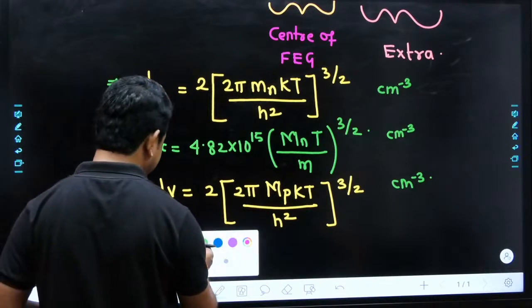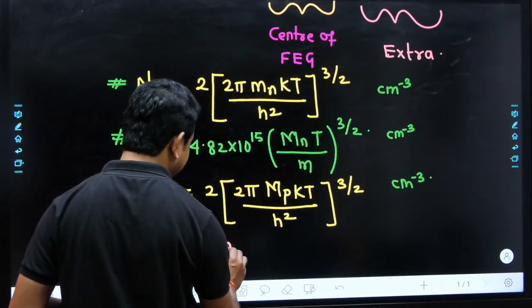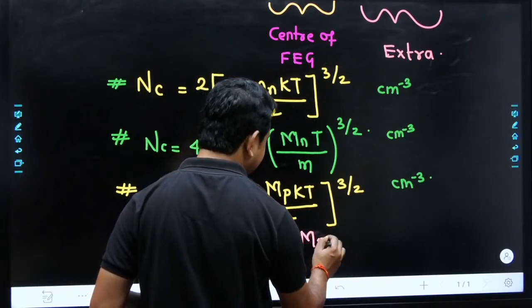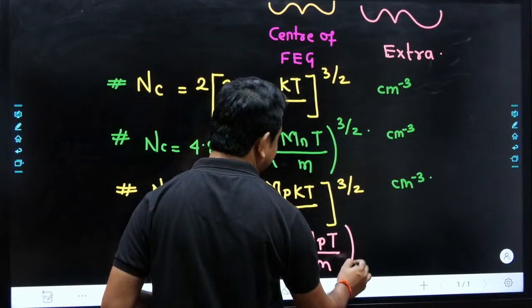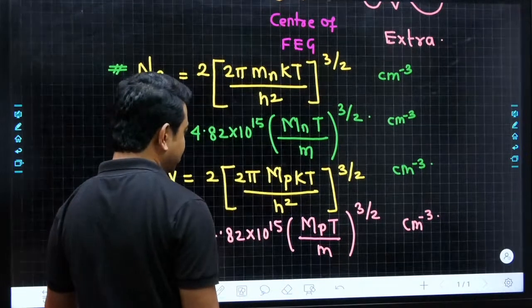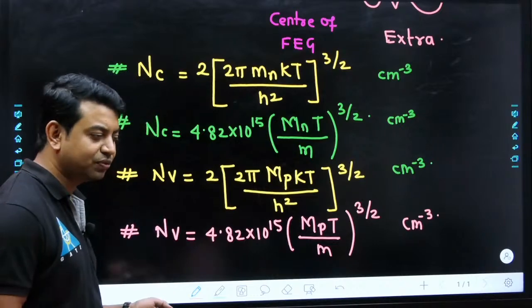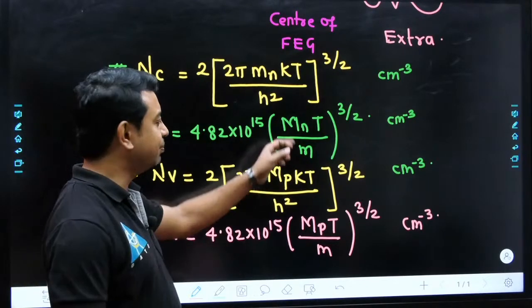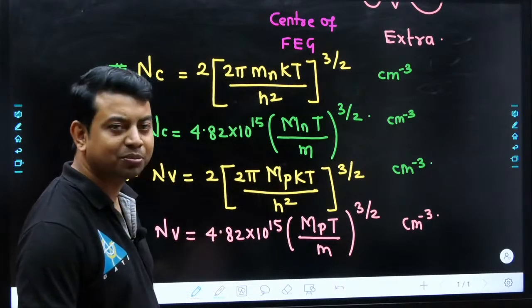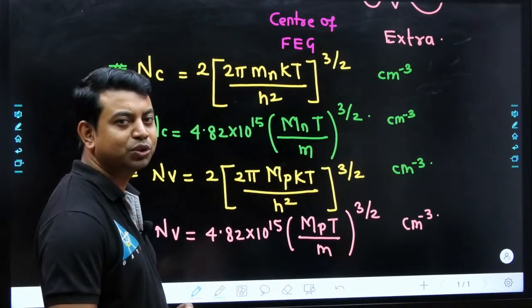So, after understanding this concept, NV can also be written as 4.82 into 10 to the power of 15, and we write Mp into T divided by M raised to 3 by 2. This will be the formula, and the unit again is per centimeter cube. So, what is this M? Already we know this is the original mass, and the original mass never changes because this is the mass of an electron in vacuum, and Mp and Mn are the effective masses. If I ask what is the difference between these two formulas, the difference is nothing but the effective mass of electrons and the effective mass of holes.